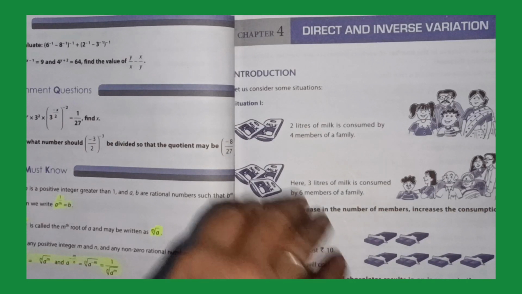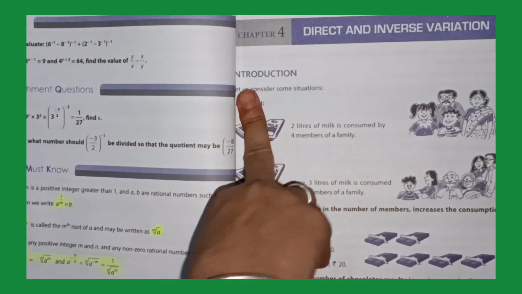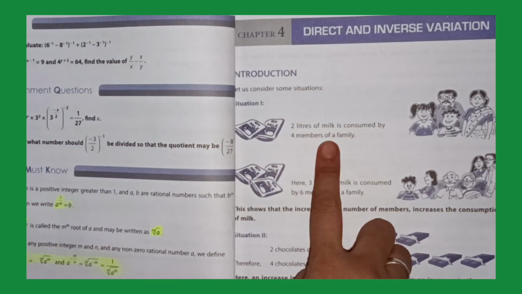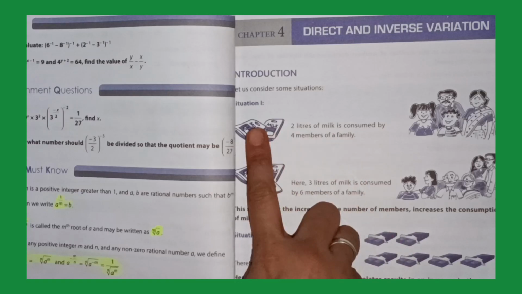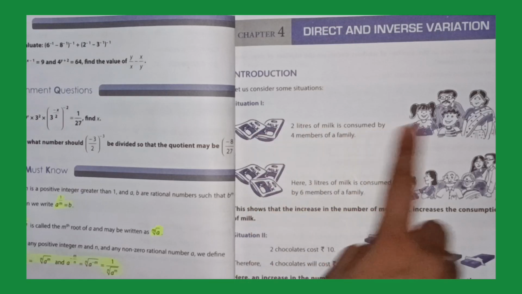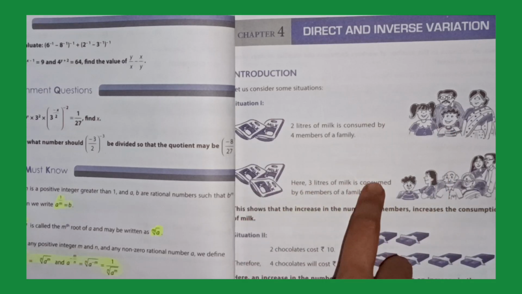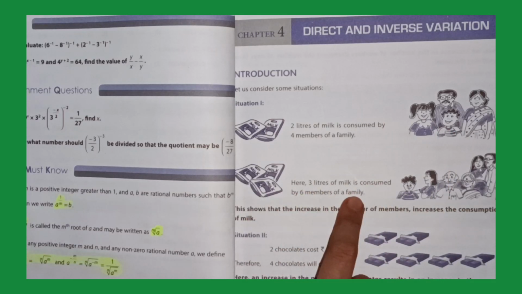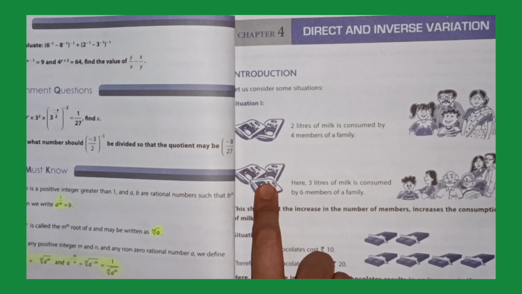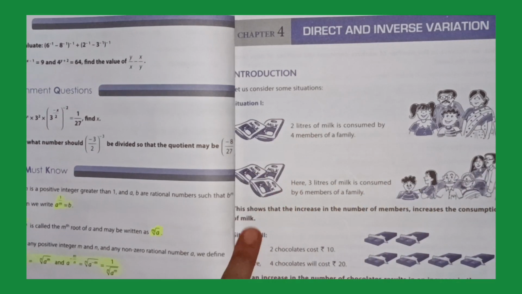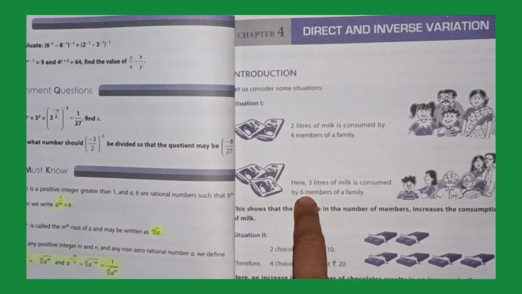Simply, we understand from here, this is situation 1 of direct variation. Here, 2 liters of milk is consumed by 4 members of a family. Here, 3 liters of milk is consumed by 6 members of a family. This shows that an increase in the number of members results in an increase in the consumption of milk.